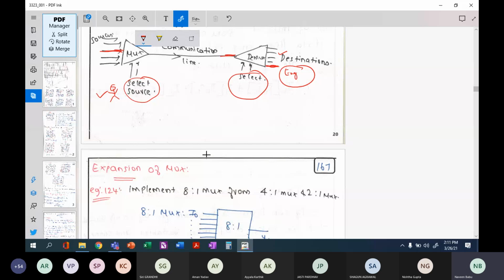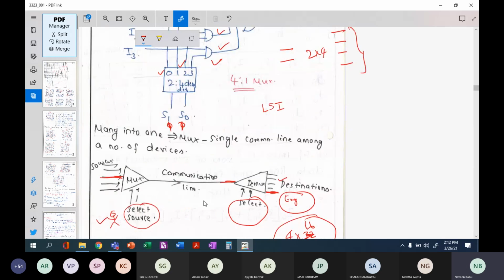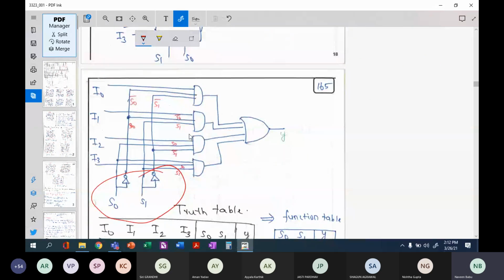Now, the problem with the larger multiplexer remains as we saw it for larger decoders. In case of, say for example, 4x32 decoder, is it 4x32? 2x4, 3x8, 4x16 decoder. Okay, so similar to 4x16 decoders, that is a larger decoder, we have a problem with larger multiplexers also, meaning that if I have say an 8x1 multiplexer, then how does your circuit look like? I'm just expanding this circuit.